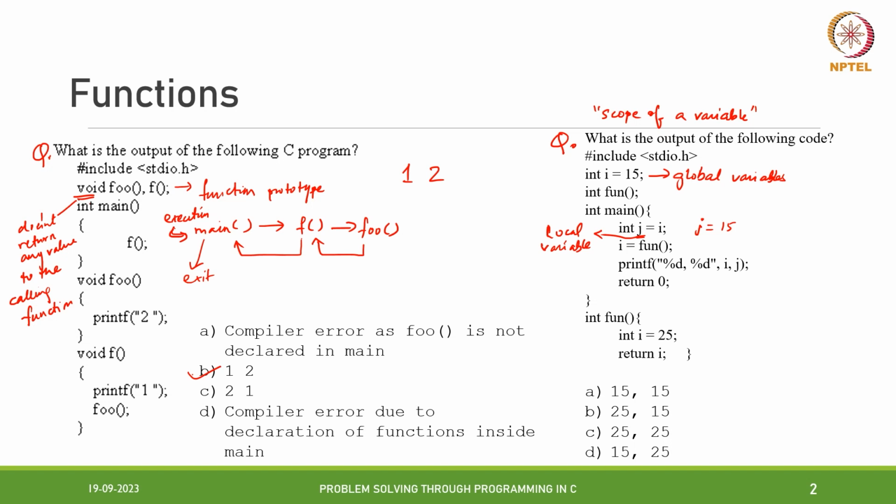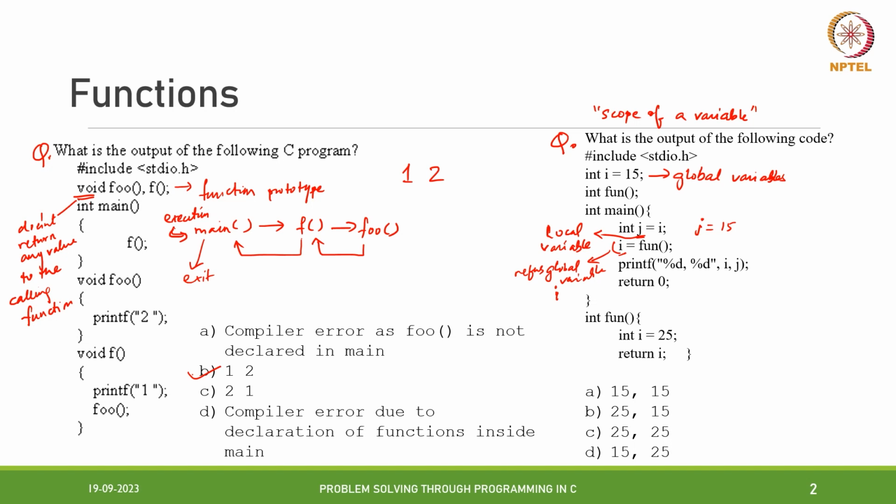Now the next statement says that you are calling the function fun and saving the value in I. As you can see, I has still not been initialized inside main, so this I will still affect the value of the global variable. This still refers to the global variable I, because you have not declared I inside the main.